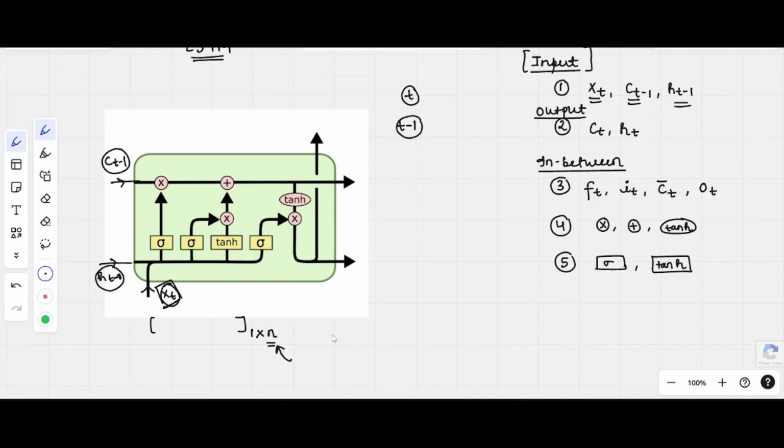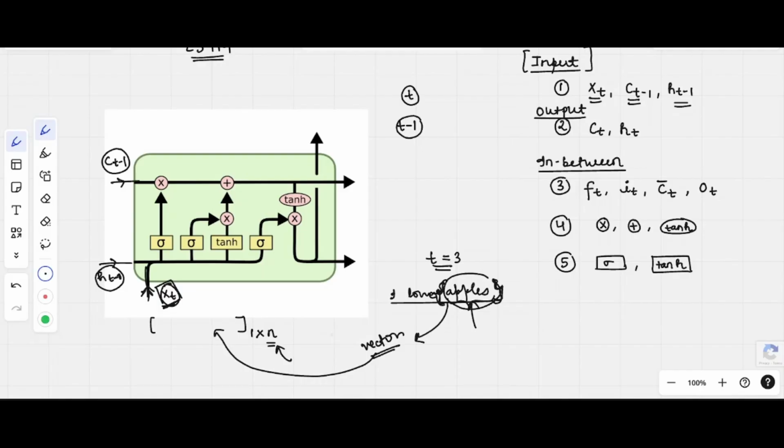Now for this xt, let's say you have a very long sentence, for example, I love apples. Let's say I am at time step t equals 3. That means my third word will go into the architecture as input. We can't directly put words inside the model, because the model understands only numbers. So this word is converted into a vector embedding, or simply a vector, and this vector is then sent inside the architecture as input. So xt is nothing but the vector of the word that is going as input at the current time step.